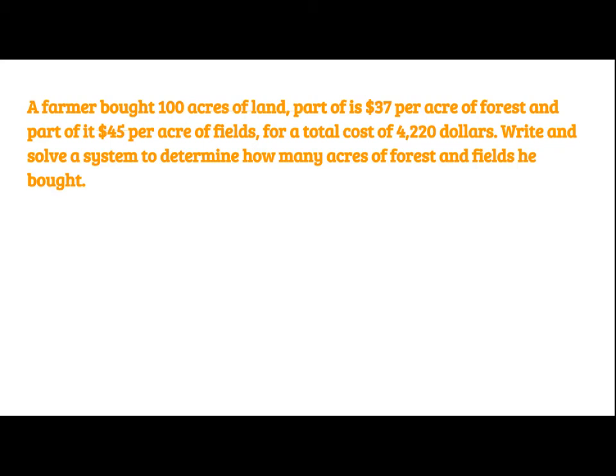So first I want to figure out what my variables are going to stand for. In this case I can't really use F for forest because it also could be for fields, and that might get confusing. So I'm going to assign X and Y. X I'm going to give to the forest, and Y I'm going to do for fields.